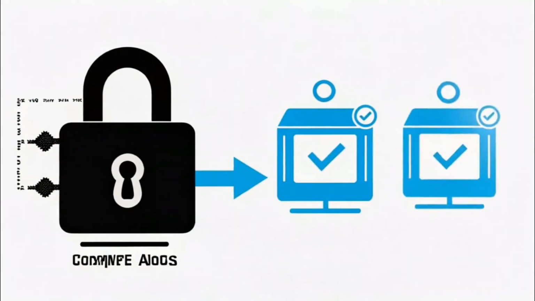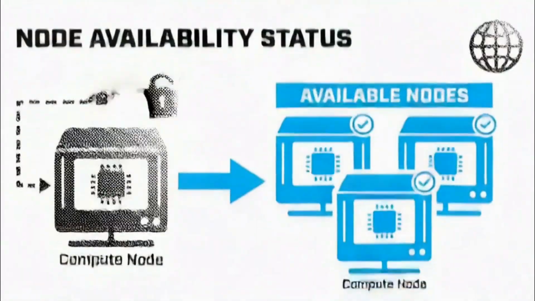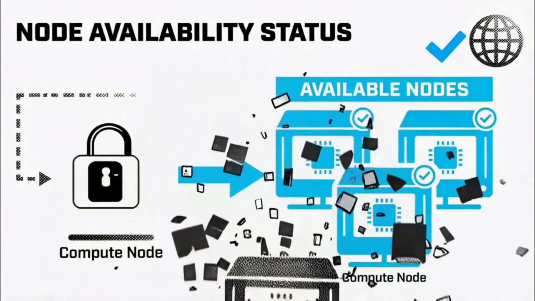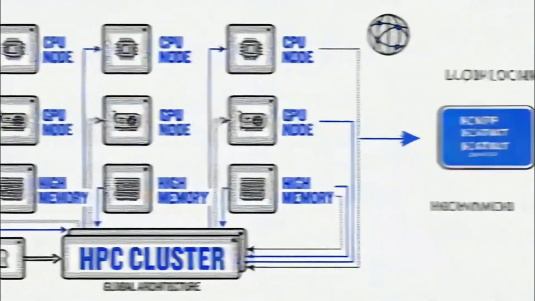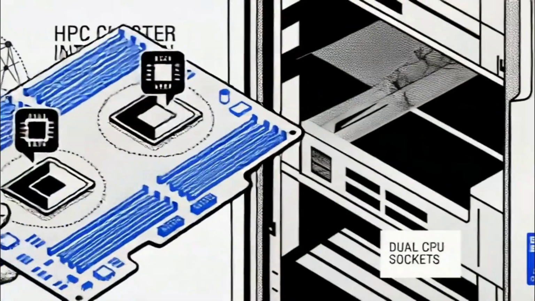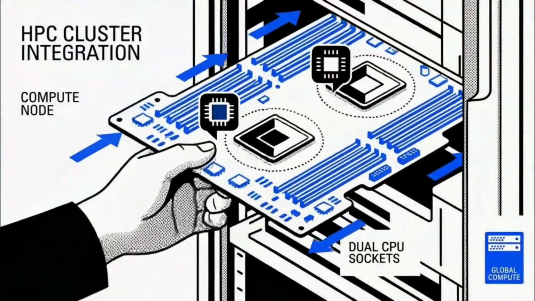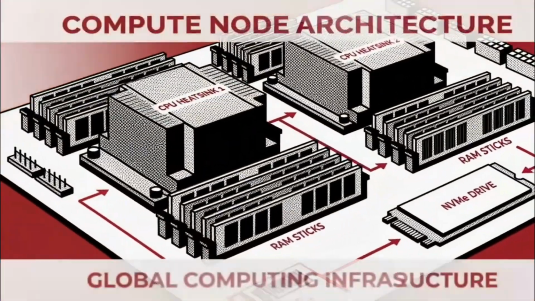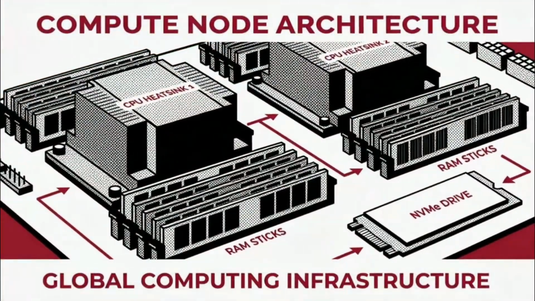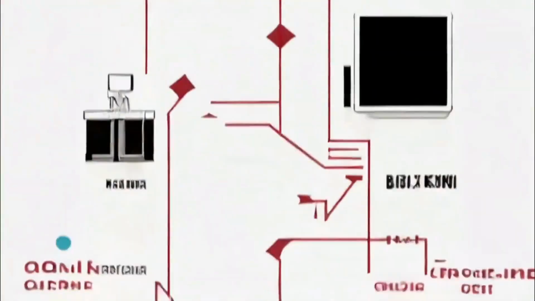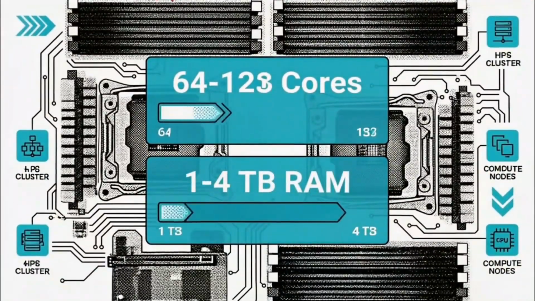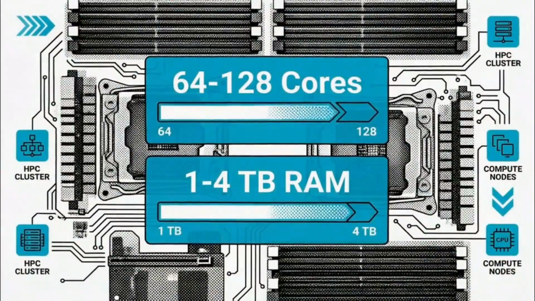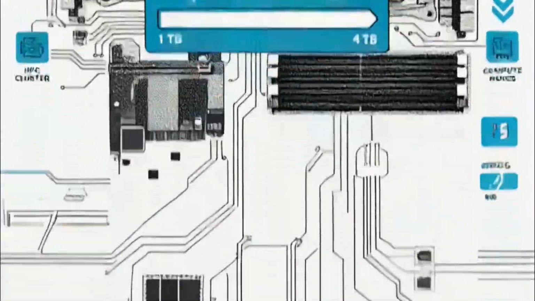No other user's workload runs on that node until your job completes and the node is released back to the available pool. Compute nodes in a cluster vary significantly based on the cluster's intended workloads. Standard CPU compute nodes are the most common type. Each node typically has 2 high core count server processors, a large amount of RAM, and fast local temporary storage.